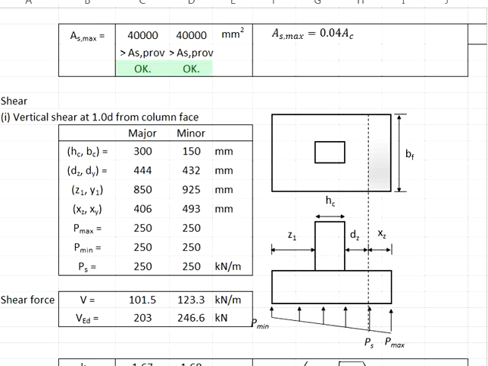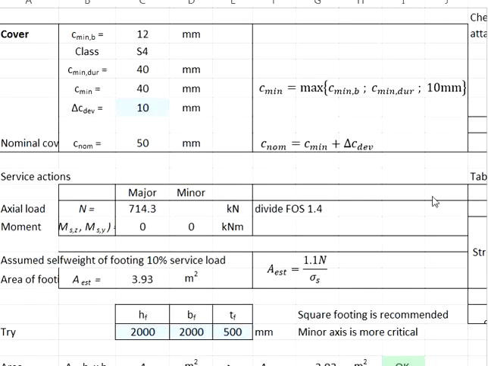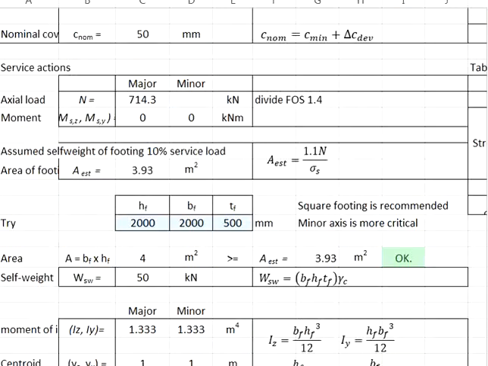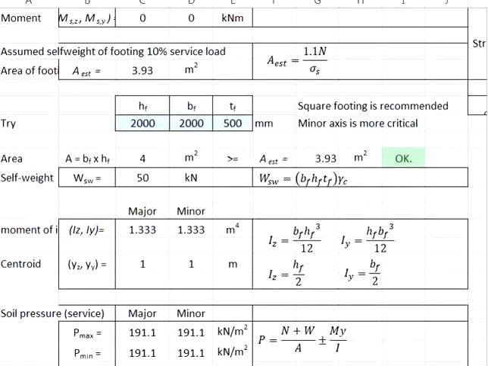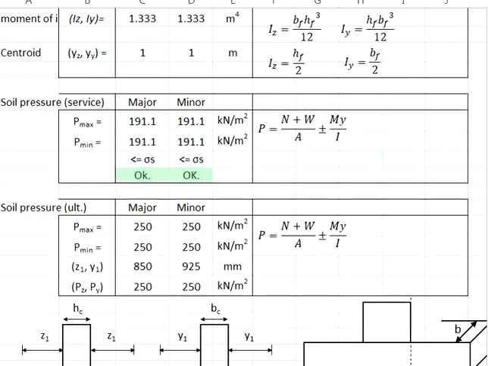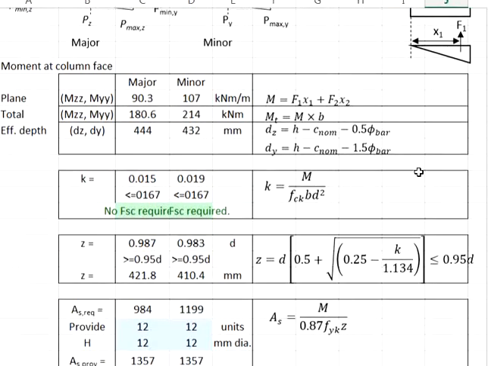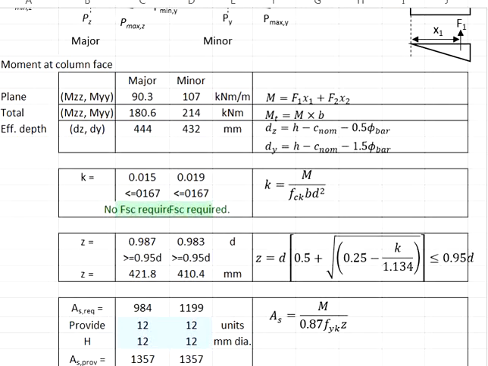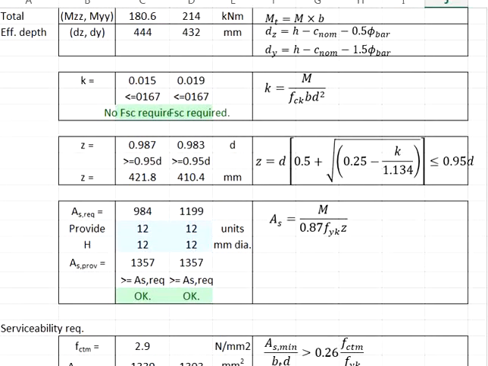Hi, let us proceed with our discussions about the design of reinforced concrete pad footing subjected to only axial loads. So far, we have done the calculations to determine the nominal cover, determine the size of the pad footing, check the soil bearing pressure not exceeding the soil bearing capacity, and then calculate the ultimate soil pressure in order to determine the moment acting on the column face, and then design for the reinforcement.